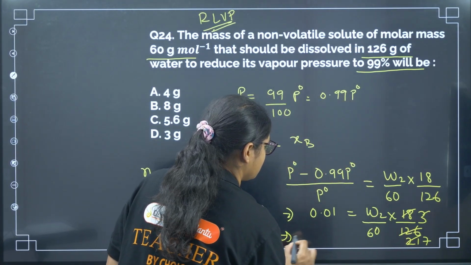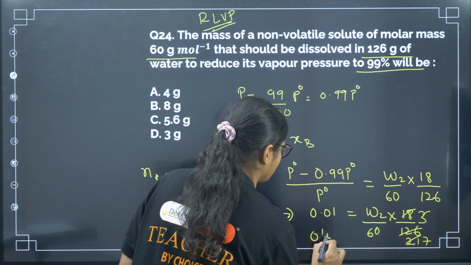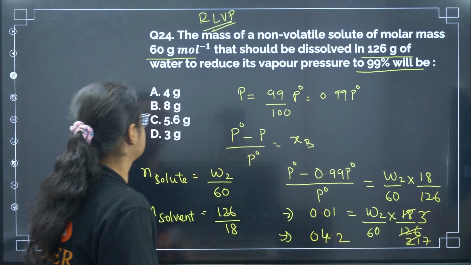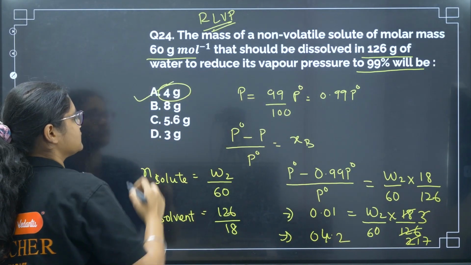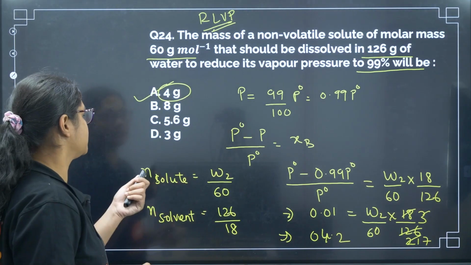So we have here 4.2 something we will get. So the near answer is your 4 gram. So correct answer for this question will be option number A.